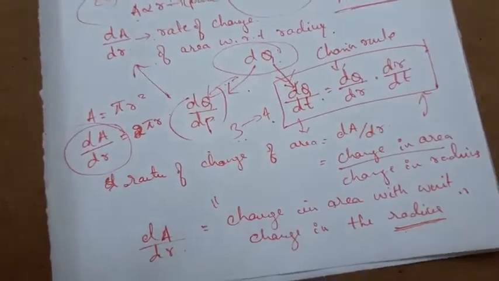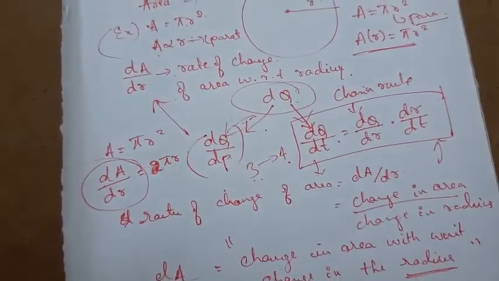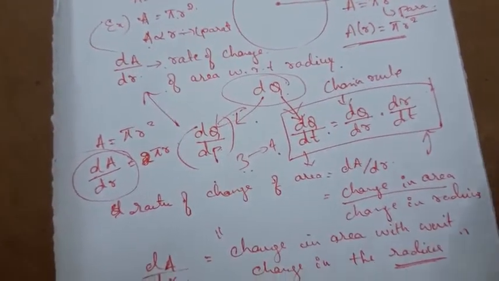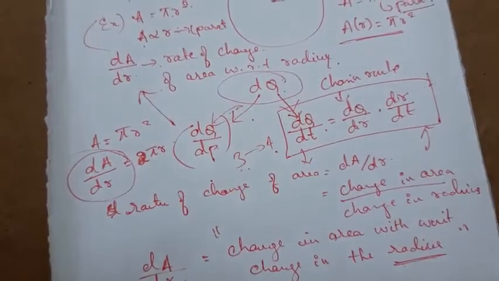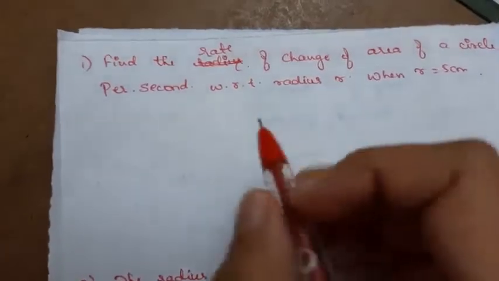So this is what the rate of change of a quantity is going to be. Now let us solve some problems regarding the rate of change of a quantity, so that you will get a clear idea about what I have discussed right now. So here is the question.